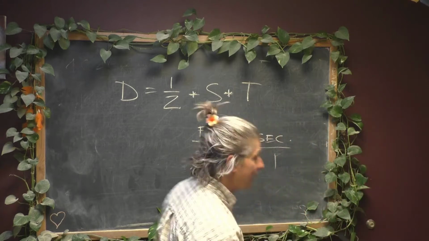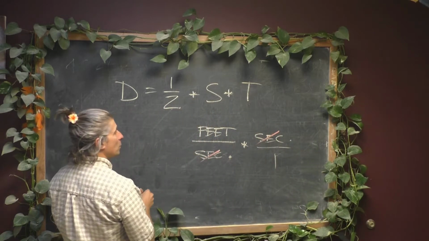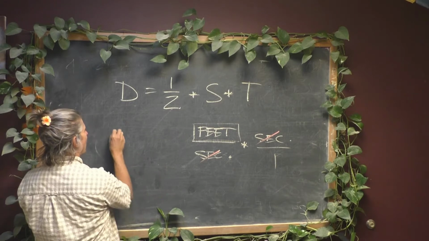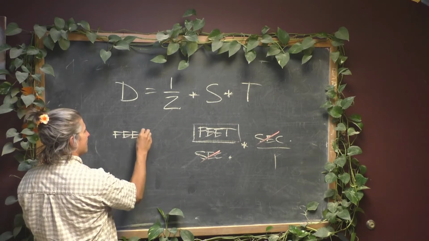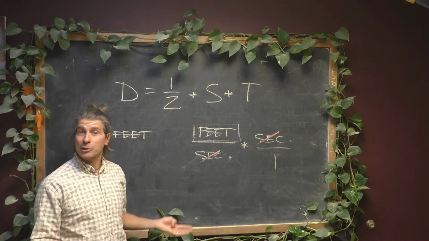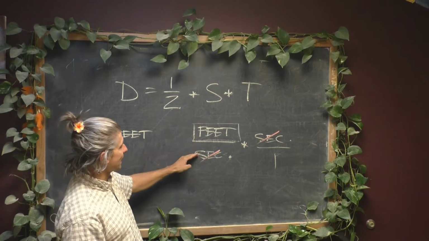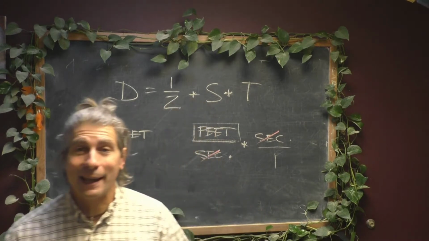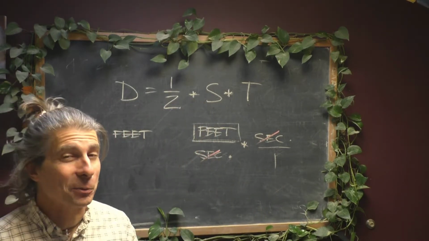The seconds divide off, leaving you with just feet, which explains why D makes sense to be measured in feet. Because if you take feet per second times seconds, you're going to have feet left behind. It's once again dimensional analysis. It never really goes away, does it?